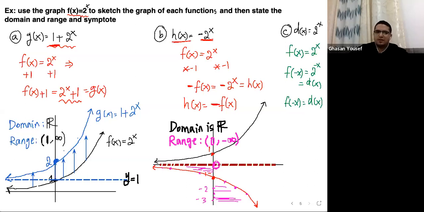So let me do the last one, then we're going to finish this class. So here is the graph. The original function is this. This is f of x equals 2 to the power x. Now we have to reflect around the x-axis. So here is my reflection. This is my mirror. So the point should be here, the same point, and all points here go down, and here go down, like this. This function is d of x.